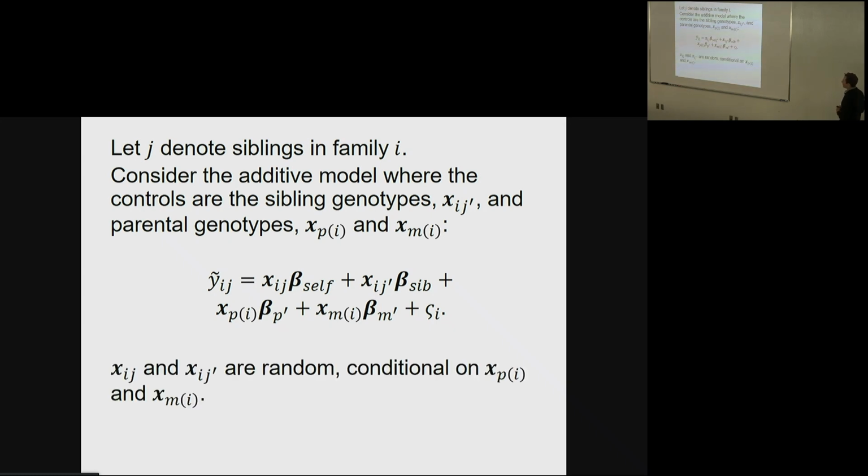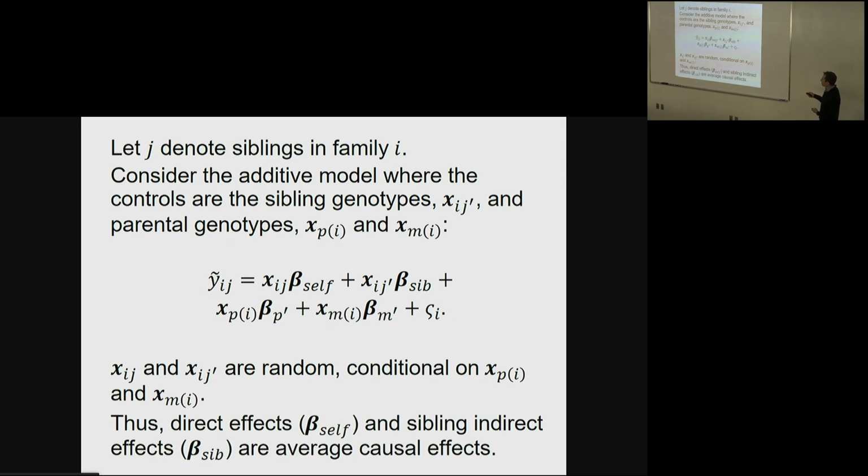And what's special in this context is that because of meiosis, both x_ij and x_ij prime are random, conditional on the parental genotypes. So both of these two betas, beta self and beta sib, have a causal interpretation. They're both average causal effects. And this beta self is what I'm going to call the direct effect of the SNPs, and beta sib is the sibling indirect effect.